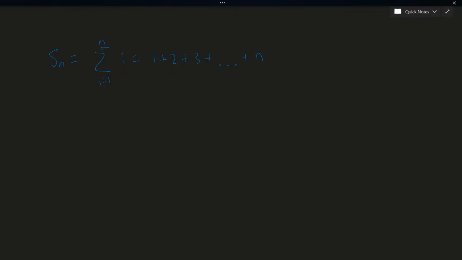Alright, today I'll be talking about summation. We're going to find the value of the sum of 1 all the way to n, the sum of all the positive integers from 1 to n. This is equal to n over 2 times n plus 1. I'm going to show you a proof for this.